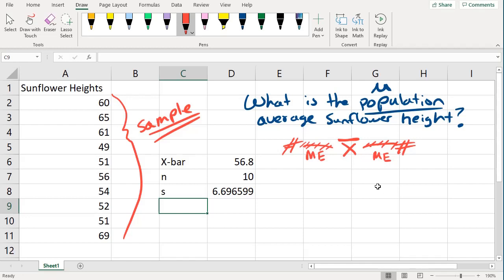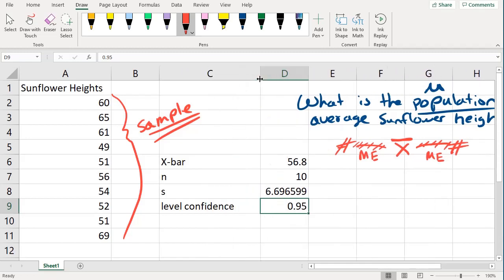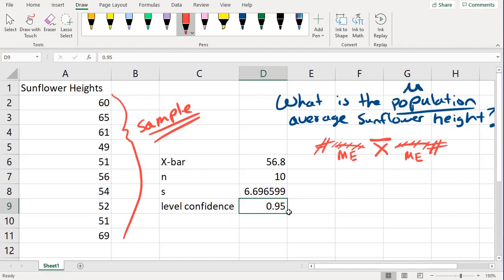Okay? Then I need to say, okay, what confidence level do I want? Right? So for example, let me write level of confidence. I may want to be 95% confident. So I would write 0.95. Right? You can't be 100% confident. You can be 0.99, or 99% confident. I mean, there's lots of different numbers you can choose here. 0.99, 0.98, 0.97, 0.96, 0.95, etc. Right? So obviously we want to be relatively highly confident.